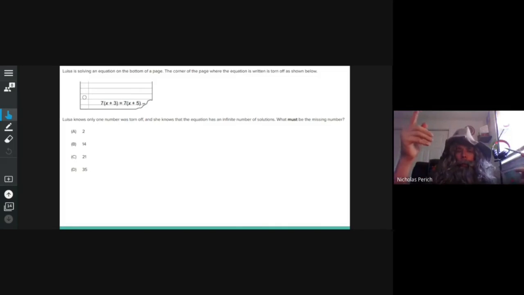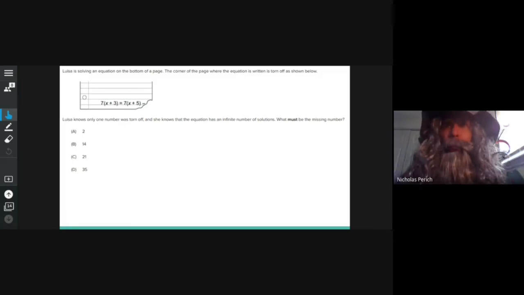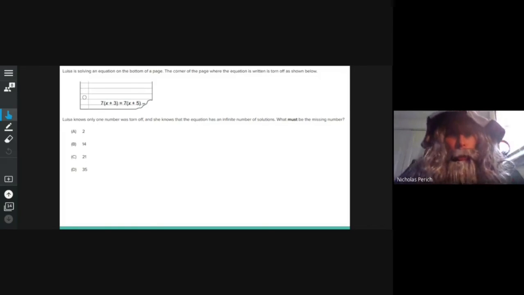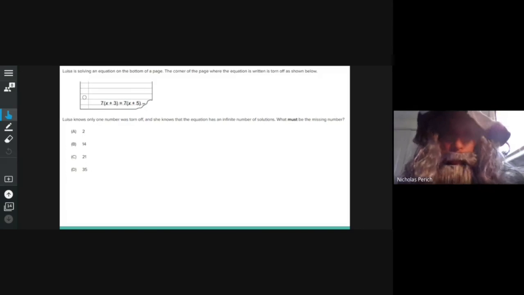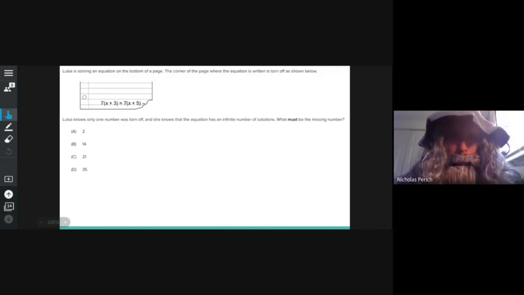Well, what I am trying to do is, this paper, this script, has been destroyed, probably burnt off by some type of beast. And we'll never know, but the corner has been ripped. Louisa knows only one number was torn off, and she knows that the equation has infinite solutions, which means the left side has to be the same as the right side. So what must the missing number be in order for it to be the left side matching up with the right side? Well, let's find out.